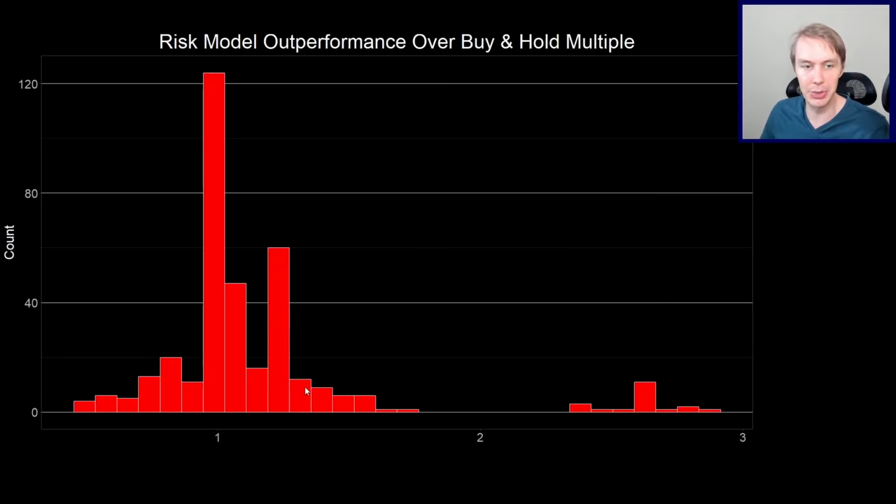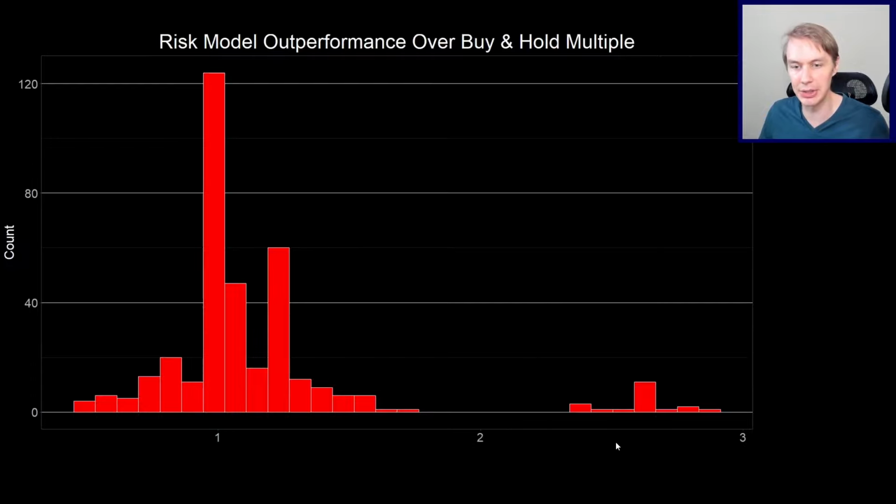And if we look at the distribution, you can really see it. And this, in my opinion, is very concerning for the risk model. If it's not reliably able to beat buy and hold, then what's the point? Why would you not just buy and hold Bitcoin? Why would you even bother messing around with a model like this if it's not able to reliably beat buy and hold? I think this is quite concerning.